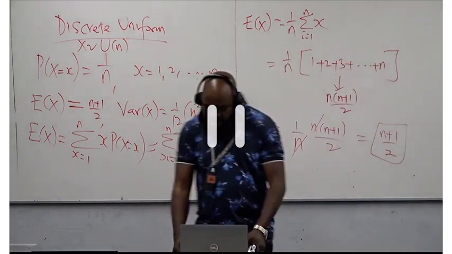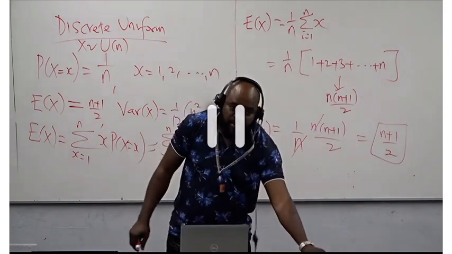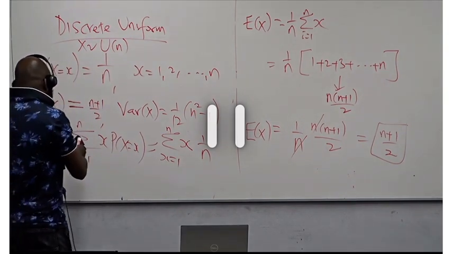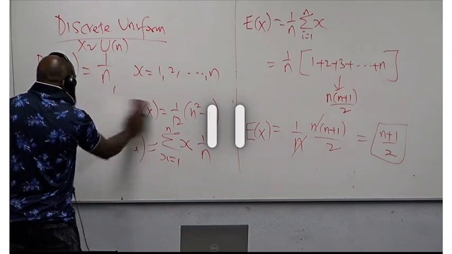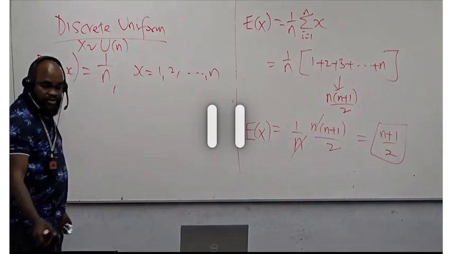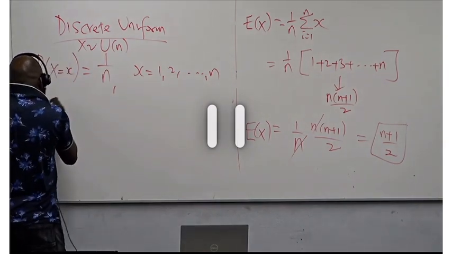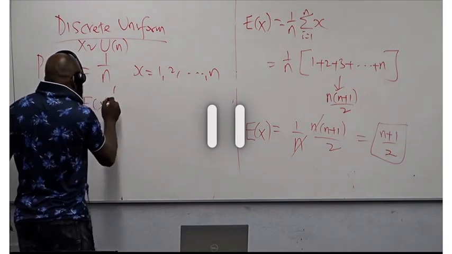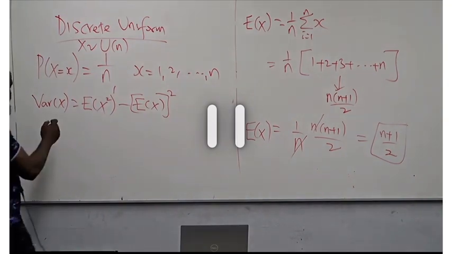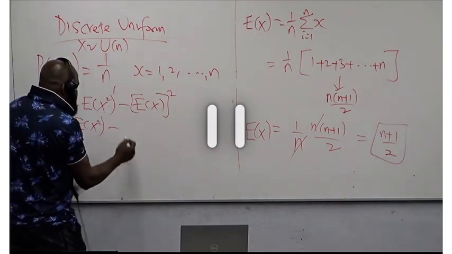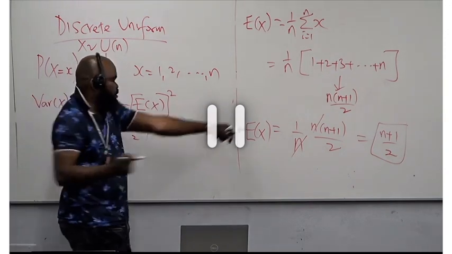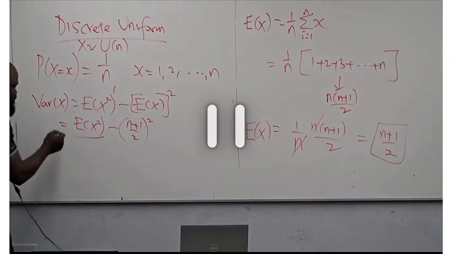Now, how do I show the variance? Please pay attention. How do I show the variance for discrete uniform? The variance of s is the expectation of s squared minus the expectation of s, all squared. Of course, you know that. Right now, we don't know the expectation of s squared. But the expected value of x, we know, is (n plus 1) over 2, all squared, which we just derived. Now we need to figure out this guy.